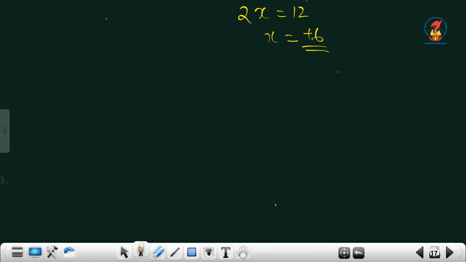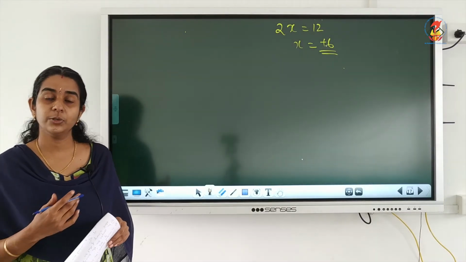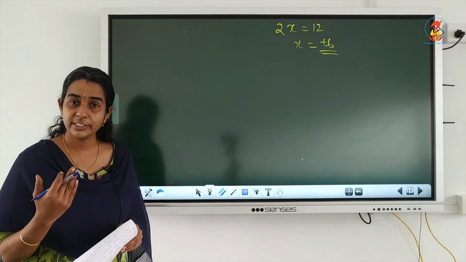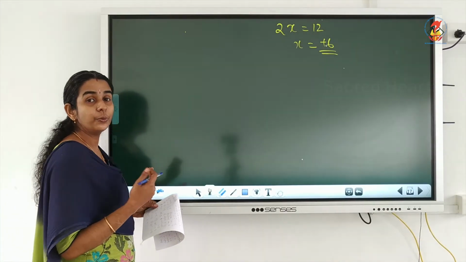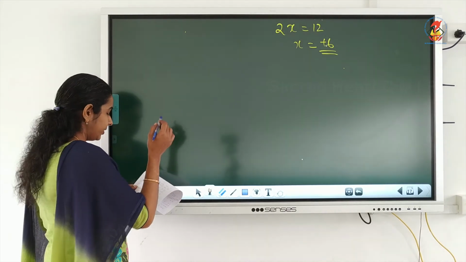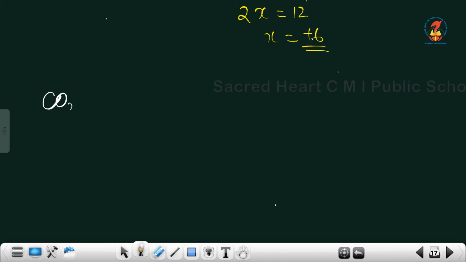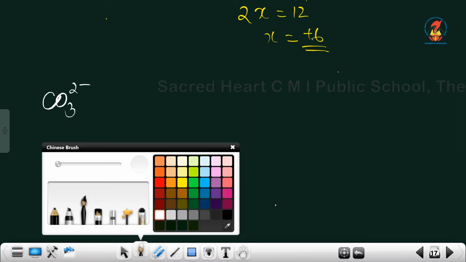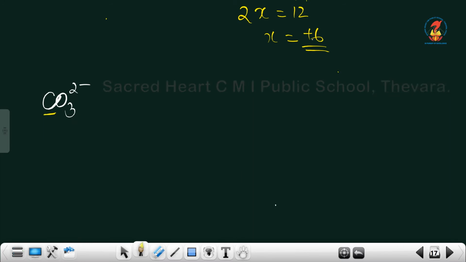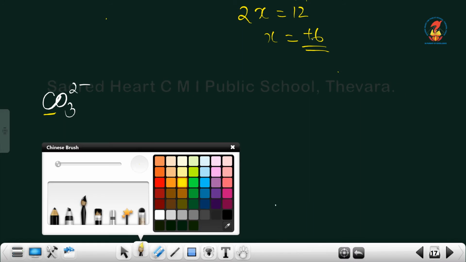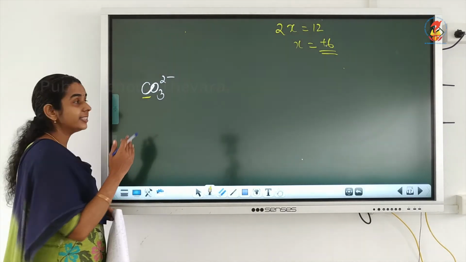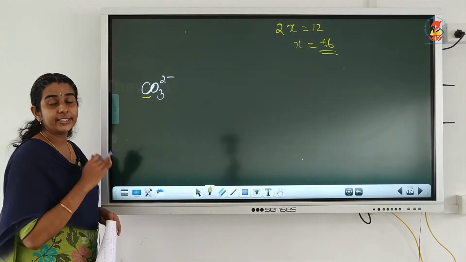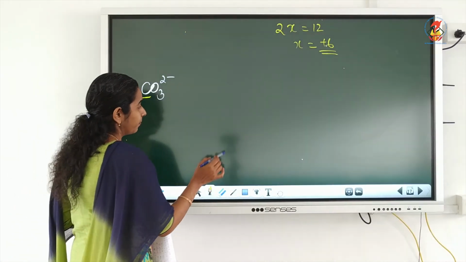Now all these are examples where neutral species are given. So the sum of the oxidation states of each element present should be equal to 0. Now we will see a few charged species. For example, CO3 2 minus, and the underlined element is carbon. Here the minus 2 is not the oxidation state of oxygen, it is the overall charge. The sum is actually minus 2.